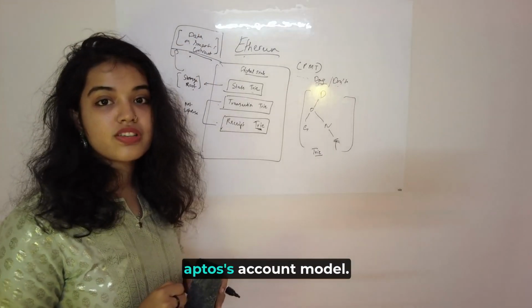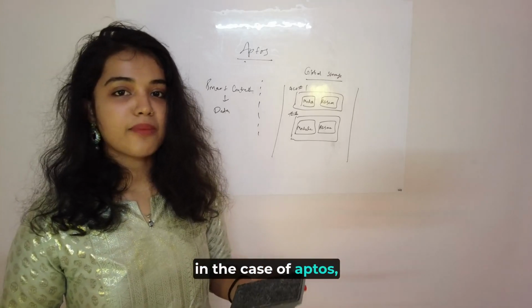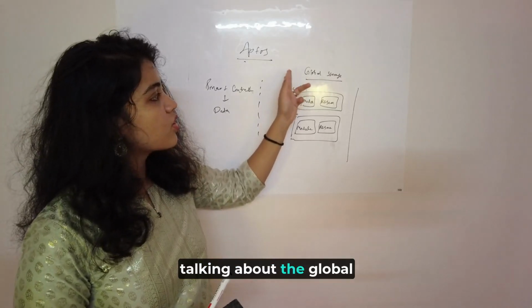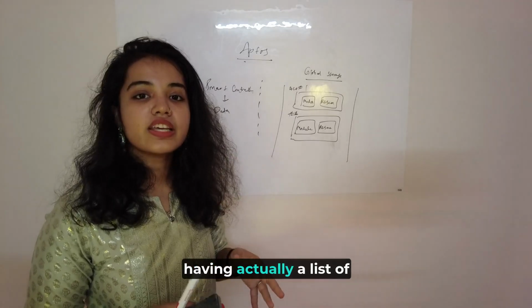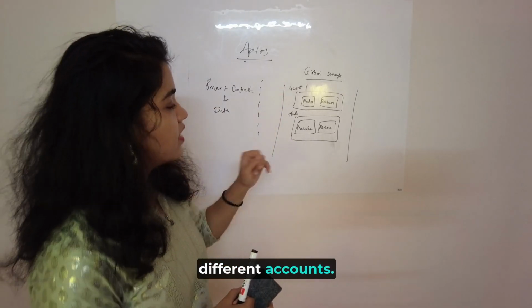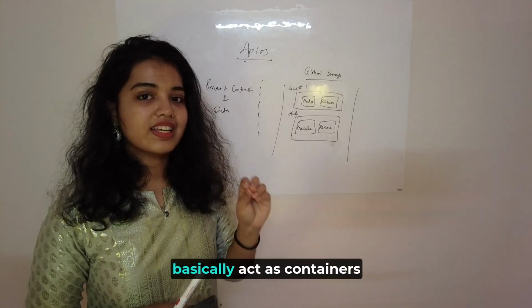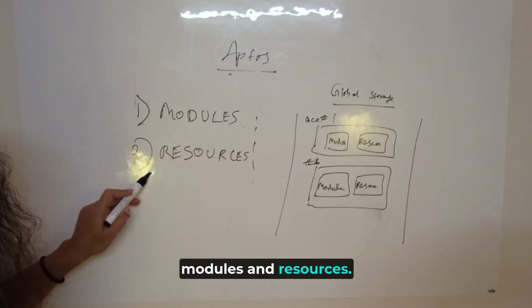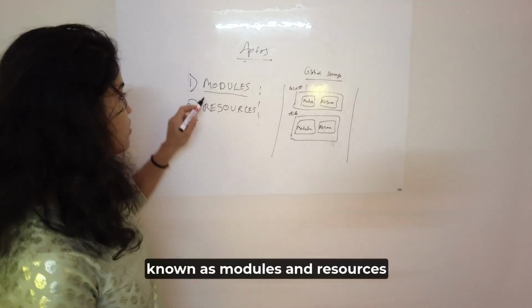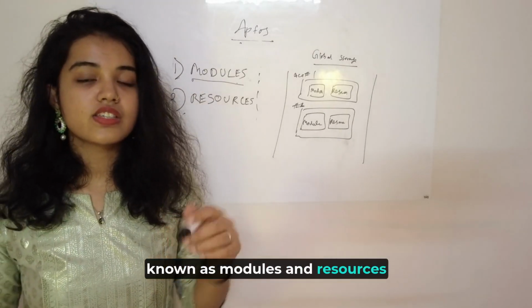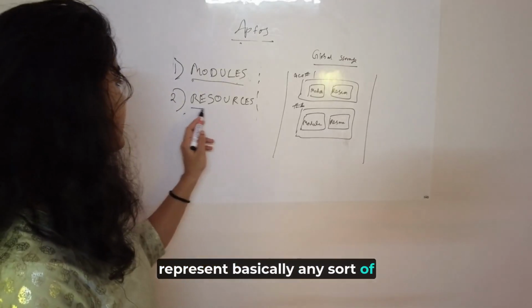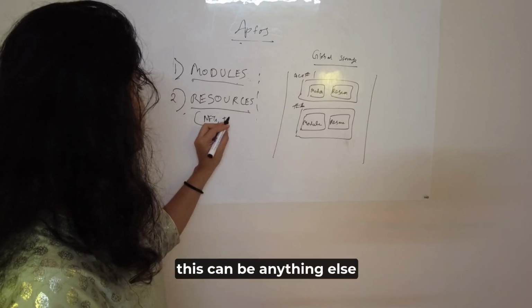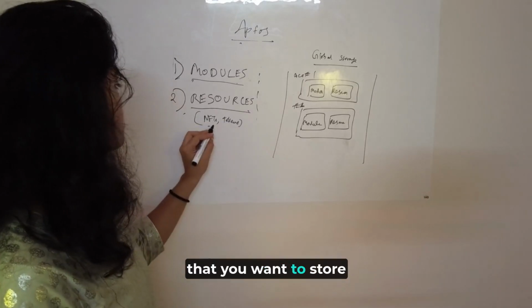Now let's take a look at Aptos' account model. In the case of Aptos, instead of storing data on a smart contract level, we're talking about global storage, which is a list of different accounts. All of these accounts act as containers for two things: modules and resources. Smart contracts in the Move language are known as modules, and resources represent any sort of data. This can be NFTs, tokens, or anything else that you want to store.